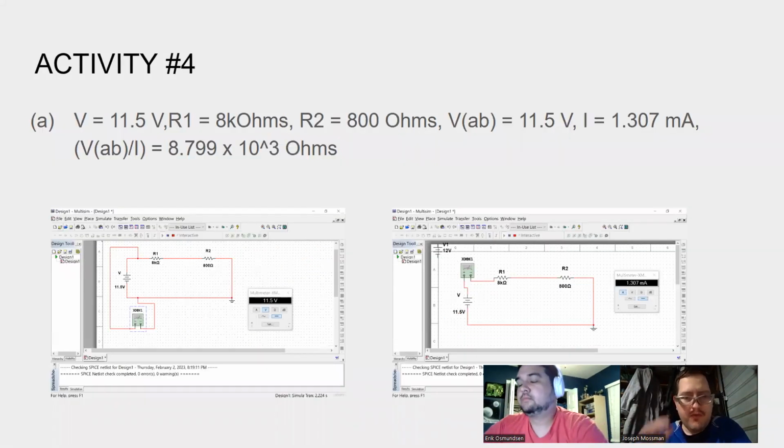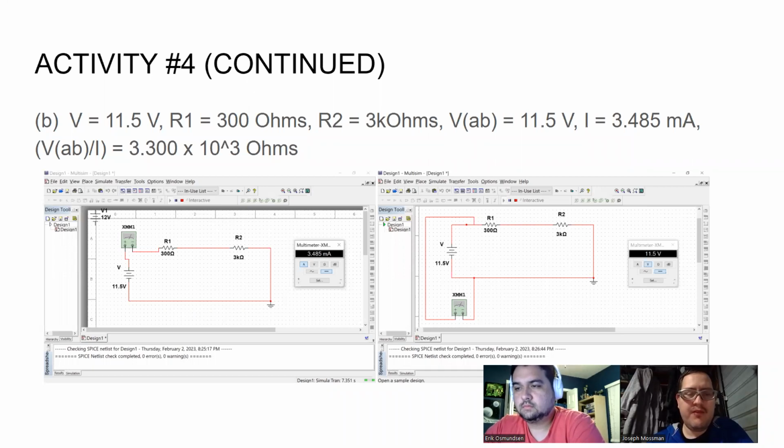For activity 4, V is given a value of 11.5 volts, R1 is assigned 8 kilo ohms, and R2 is 800 ohms. And VAB comes to 11.5 volts, I is 1.307 milliamps, and VAB over I is calculated at 8.799 times 10 to the 3 ohms.